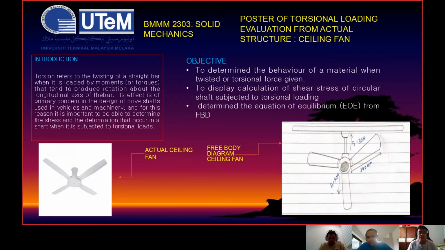The objective of this assignment is to determine the behavior of the material when twisted or torsion force is given, to display the calculation of shear stress of a circular shaft subjected to torsional loading, and to determine the equation of equilibrium (EOE) from the FBD. Okay, next, we can see the actual ceiling fan and the free body diagram is shown in the poster. Okay, next.